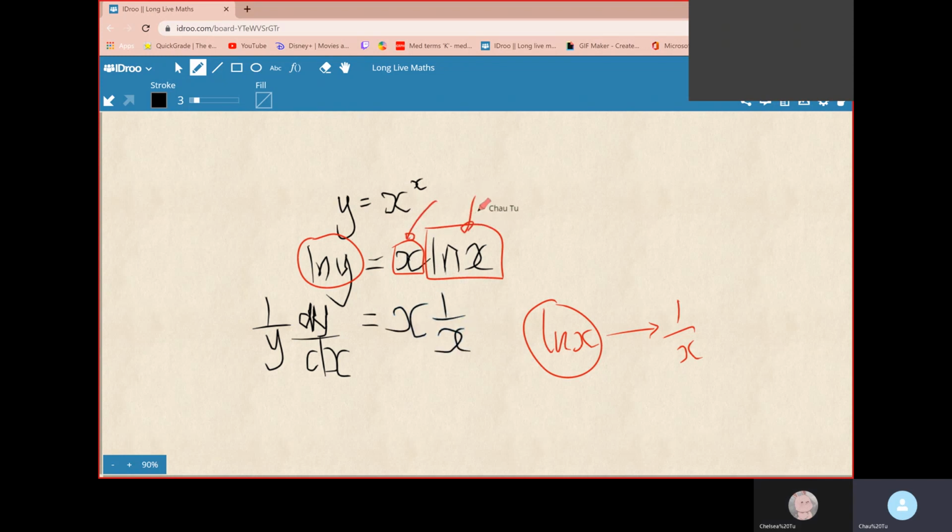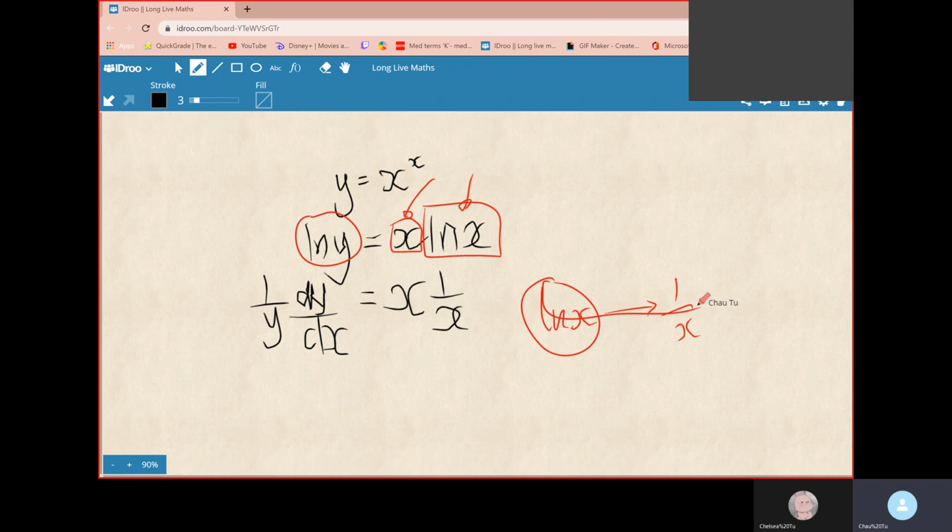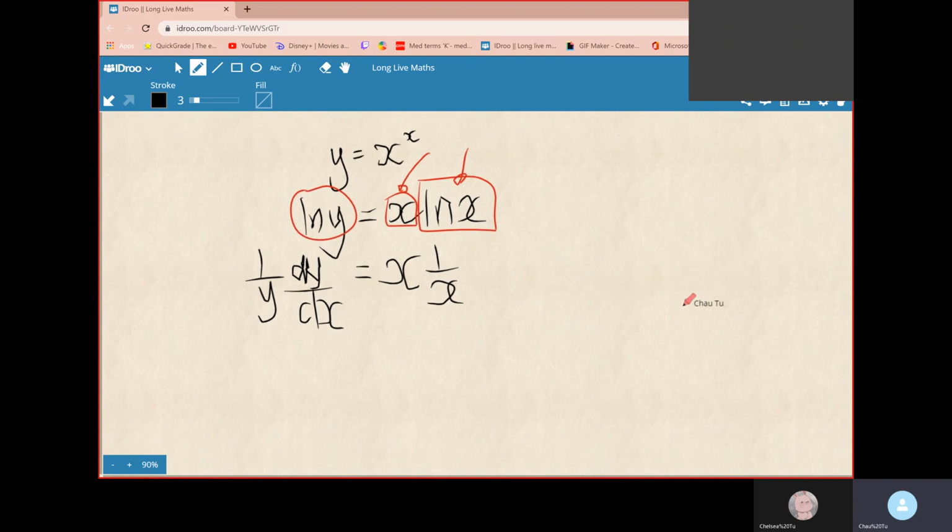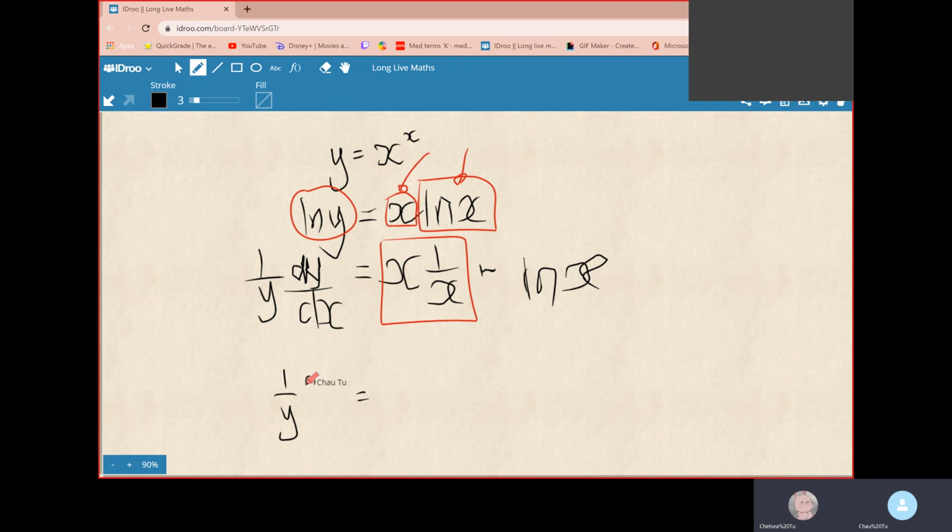Yeah. You leave the first alone, you differentiate the second. And then what? Plus, you leave the second alone and differentiate the first. Yeah. And now, can you tidy this up? It looks a bit ugly. Can you tidy that up, Chelsea?